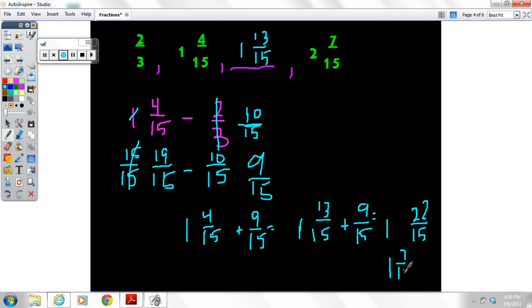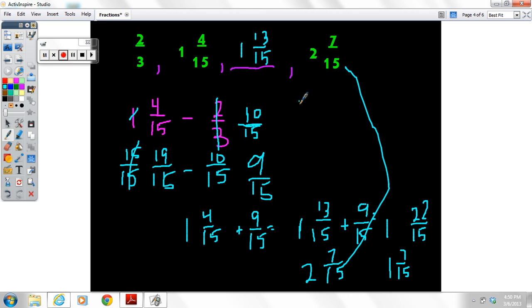So I'm going to rename that improper fraction as a mixed number. So this is equal to this. But I can't forget about this whole number that I had here. It was 1 and 22/15. I need to take this 1 whole that I had here, and this 1 whole that I got when I renamed the 22/15, and I get 2 and 7/15. And as you can see, 2 and 7/15 matches the term. Therefore, the missing term here is accurate. It's 1 and 13/15.